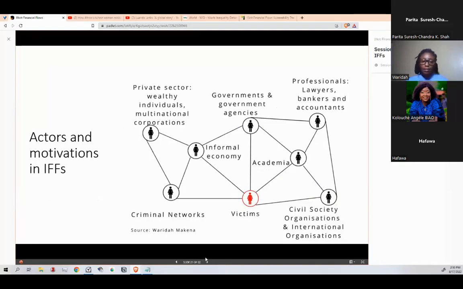Oh, yes, I'm done. So finally, we have the actors and motivators. So throughout the presentation, we've talked about different people and how they interact with each other. And some of the issues of facing IFFs, we can say that there is no victim. But at the end of the day, when you look at how the activities come about, you always find there's always a direct or indirect victim.